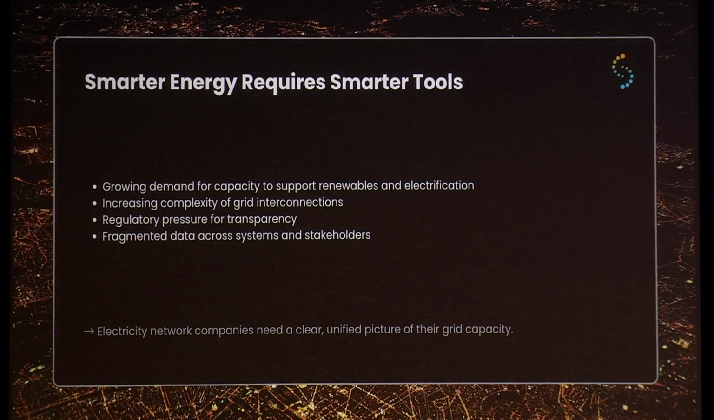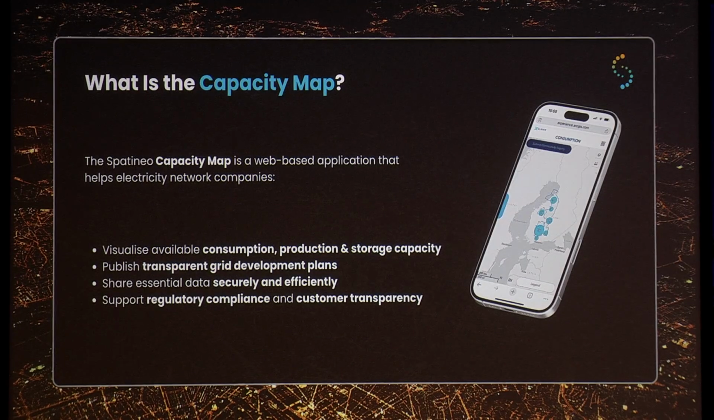In today's world, I think grid companies, or the countries, need more capacity to support renewables and electrification. There is increased complexity in grid interconnections. There is some regulatory pressure for transparency in grid networks in Europe. And there is a lot of fragmented data across systems and stakeholders. That's why we have been working together with Finland's second biggest grid company, Elenia, to build this tool to help grid companies and their customers to succeed.